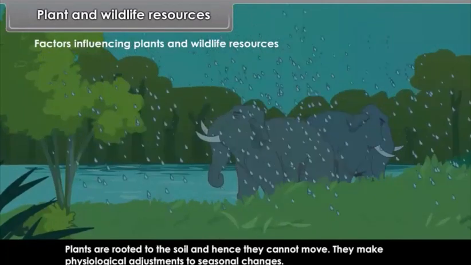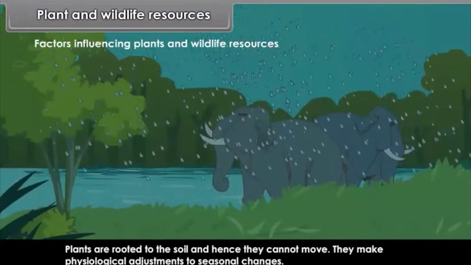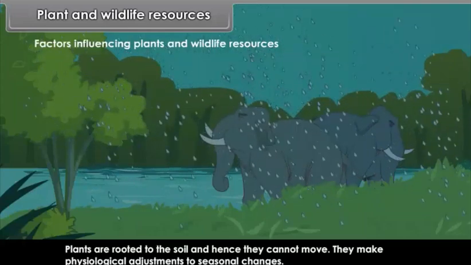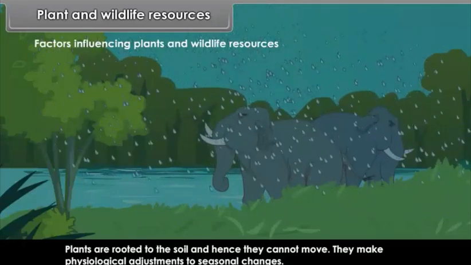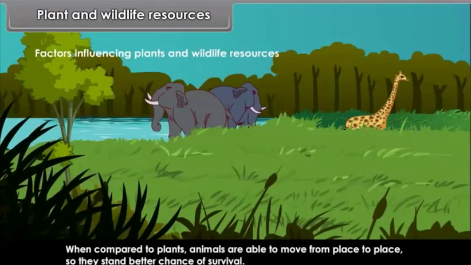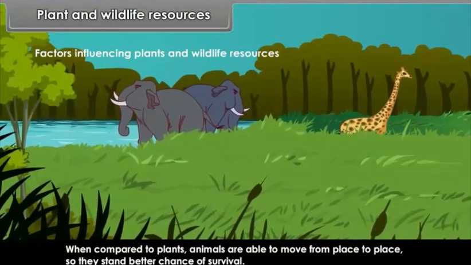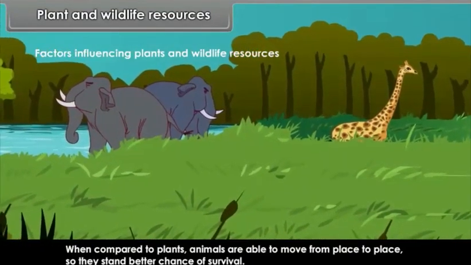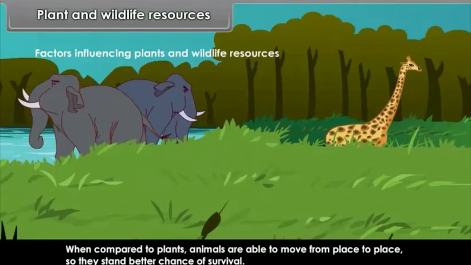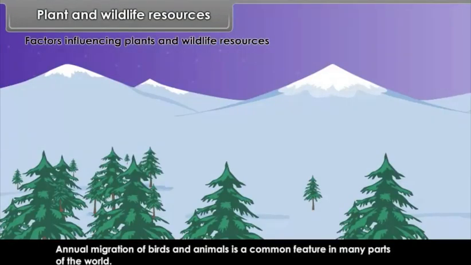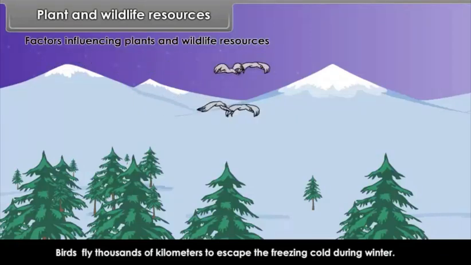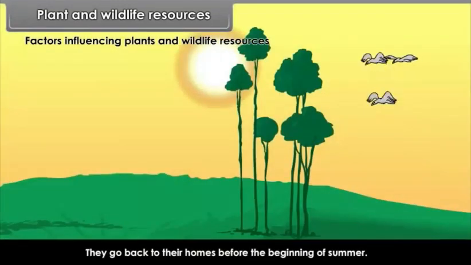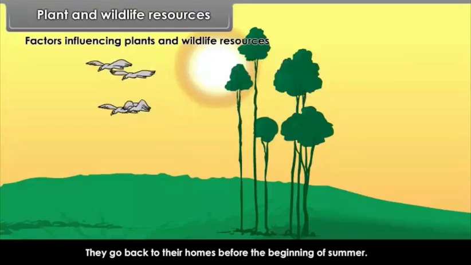Plants are rooted to the soil and hence they cannot move. They make physiological adjustments to seasonal changes. When compared to plants, animals are able to move from place to place, so they stand better chance of survival. Annual migration of birds and animals is a common feature in many parts of the world. Birds fly thousands of kilometers to escape the freezing cold during winter. They go back to their homes before the beginning of summer.